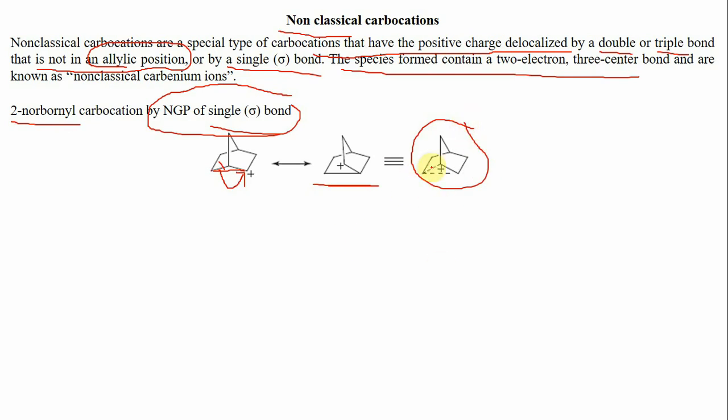Now you can see in this structure there is a formation of a three center bond, and there are only two electrons. So there is a formation of a two electron three center bond. One is over here, one is over here, and one is over here. So this kind of carbocation is called a non-classical carbocation.